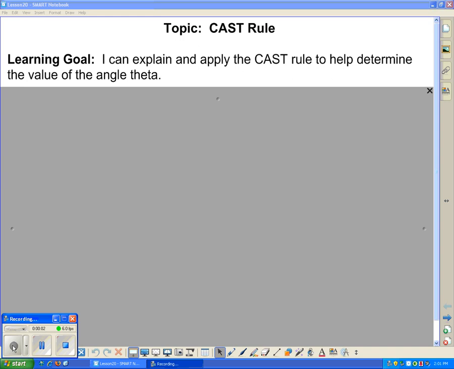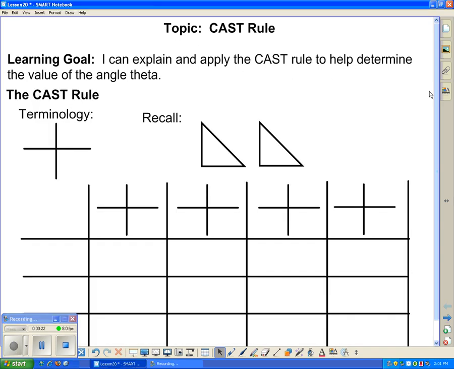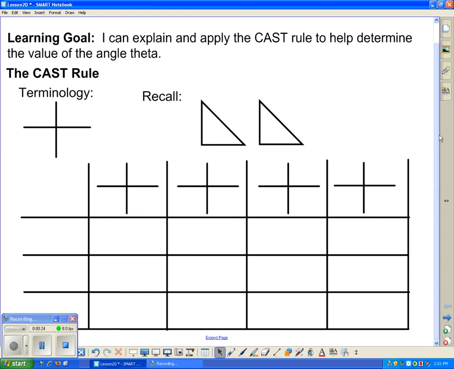Hello and welcome to the next lesson, and the topic today is the CAST rule. The goal is for you to be able to explain what the CAST rule is and then use it to help determine the value of the angle theta. This is going to be new material altogether. You haven't seen this before. You probably already have this printed out, so it looks a little bit daunting, but once we fill in some of the information, it will not look so bad.